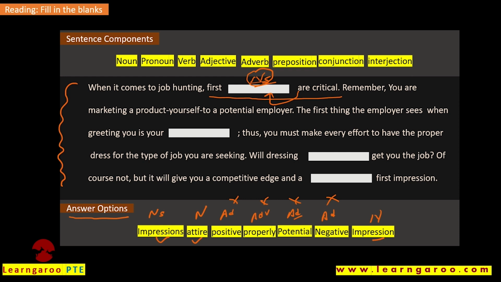Now we'll further eliminate. This is a singular noun. This is a singular noun. Only one option is left, which is impressions. So the right answer is impressions, the plural noun.